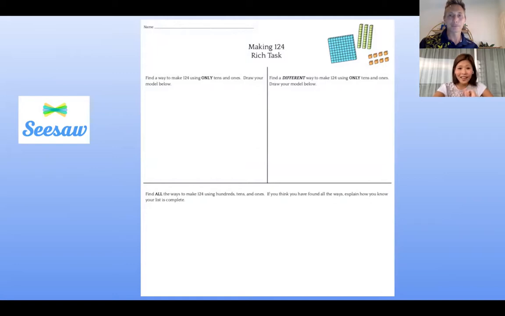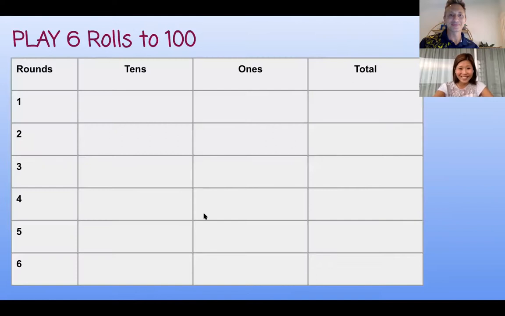But there's another fun game that we would like you to play today. And we're going to show you how to do this. That game is called Play 6 Rolls to 100. In this activity, you're going to try to get to 100 the best way that you can, rolling your dice. And you get to decide, are you going to count tens or are you going to count ones? You cannot go over 100. So you only get 6 rolls and you can't go over 100. Let's take a look. I have a little example here for you.